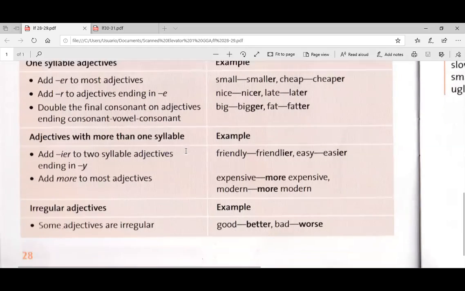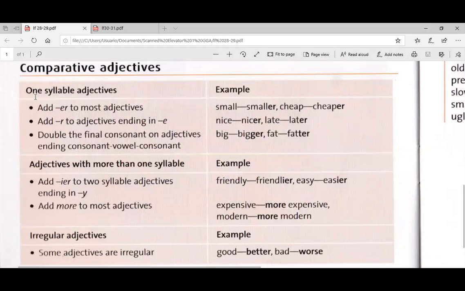So what happens? Number one, usually you have one syllable adjectives. For example, small, cheap, nice, late, big, and fat. Okay, so if you are at home and you have the opportunity to repeat, do it. Repeat at home, okay? Small, cheap, nice, late, big, fat. Good.